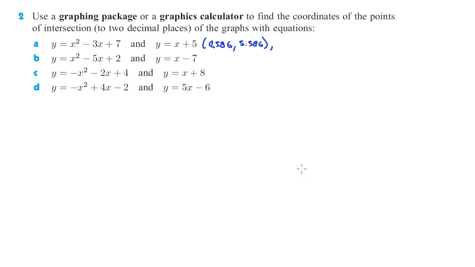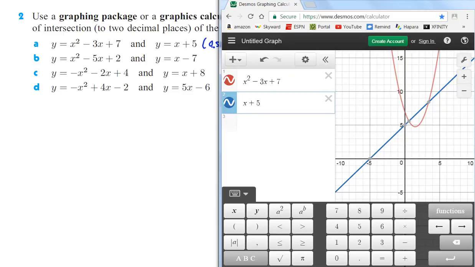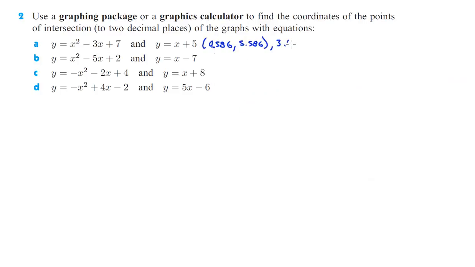So that's one intersection point: 0.586 and 5.586. The other point is 3.414 and 8.414. So 3.414 and 8.414 is the other coordinate. Okay, so those are the two intersection points.